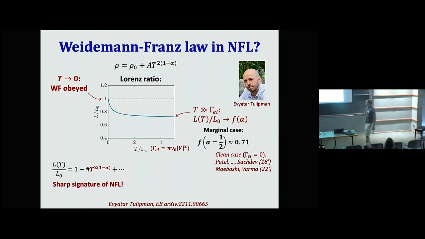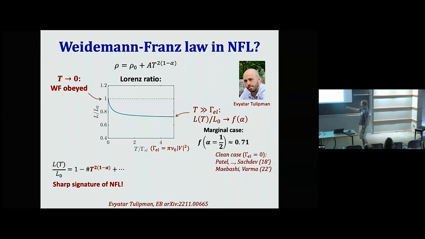Okay, so the interesting thing, first message: at least there are some non-Fermi liquids where the Wiedemann-Franz law is obeyed when T goes to zero. That by itself doesn't tell you that there are well-defined quasi-particles in the system. This was somewhat of a surprise for us. Maybe it shouldn't have been, but we were doing this calculation looking for a violation, and there isn't one.